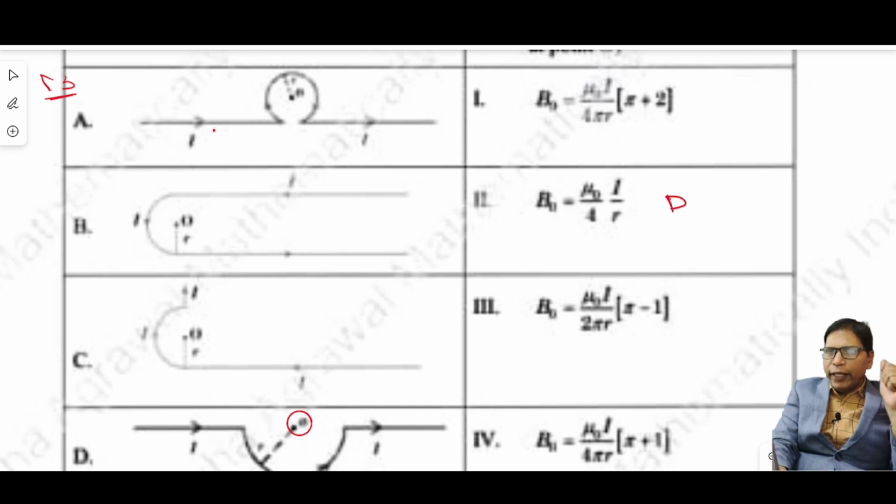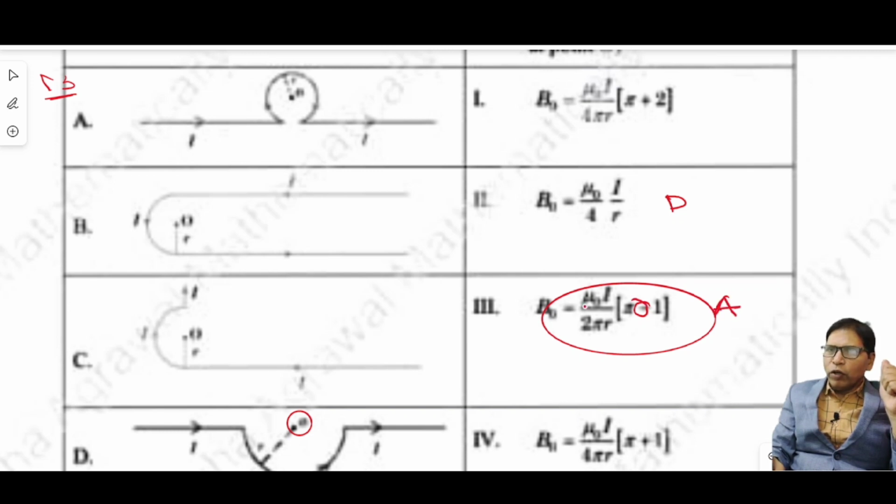Now look at A. Here the magnetic field due to the straight wire is directed outwardly, but due to this circular current it is downward. So there are two opposite magnetic fields in this case. That is why the negative sign arises. So this is A.